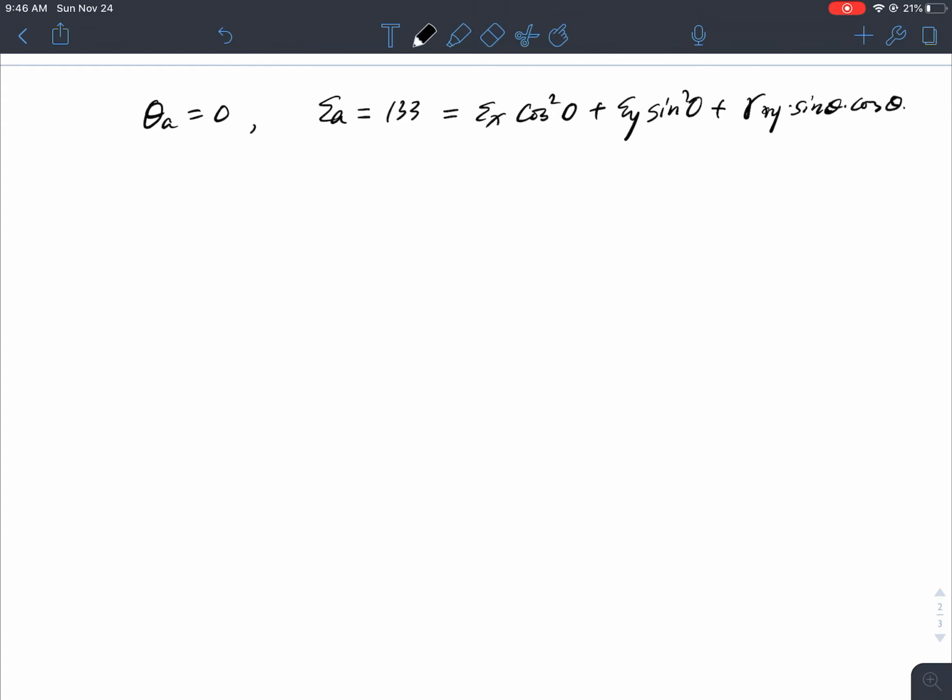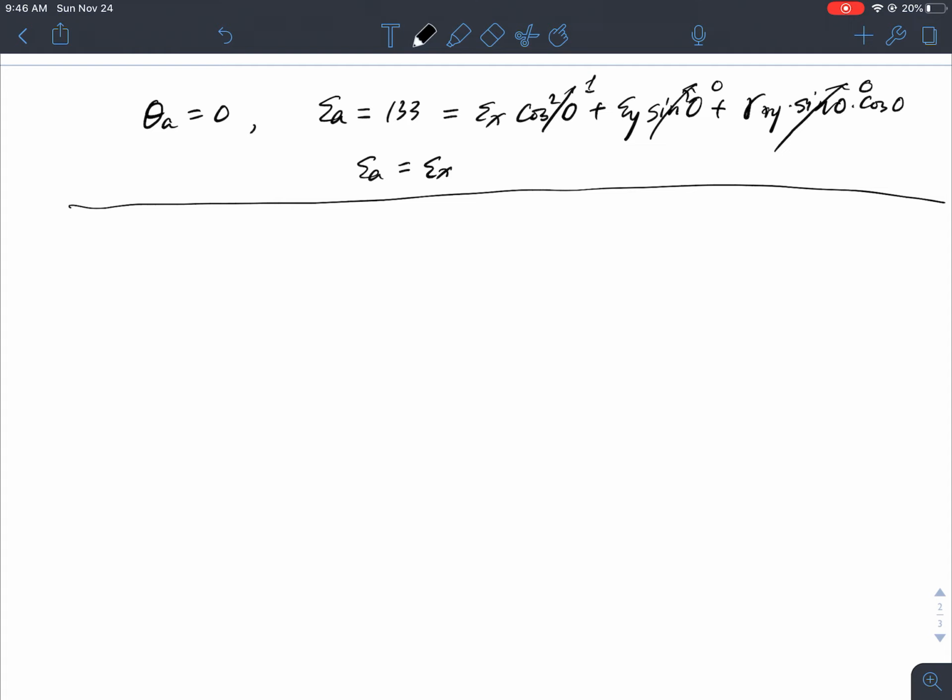Okay, which also 0, sorry, here, let me take this one out, my mistake, apologize, sine 0 and cosine 0. All right, so of course this is gone, 0, this is also gone, 0, and this is 1. So I essentially have epsilon A equal to epsilon x. Okay, this is for strain gauge A.